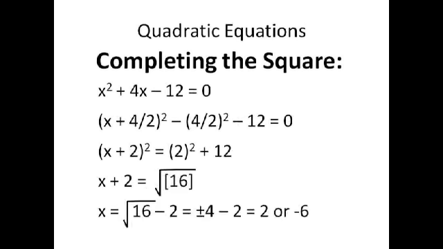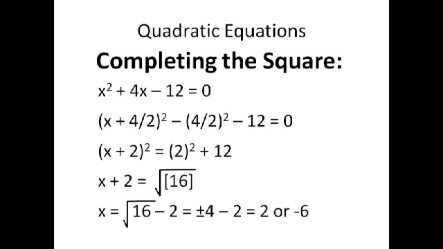Okay, do a nice easy example. x squared plus 4x minus 12 equals 0. You have your x plus half of b, which is 4, so x plus 4 over 2, squared, minus 4 over 2 squared, minus 12 equals 0. So x plus 2 squared equals, you'll take your 2 squared over, your 4 over 2 is 2, so 2 squared over and your 12 over. So you'll have x plus 2 squared equals 2 squared plus 12.